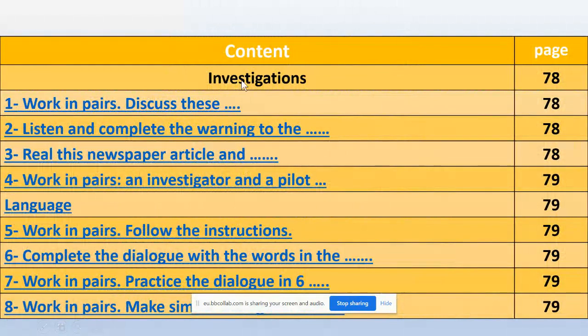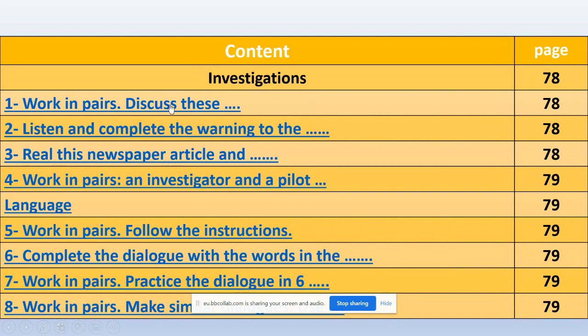What do we mean by investigations? For example, if you entered your home and found out that your laptop is missing, you need to investigate to look for who took your laptop. You start asking questions and try to find evidence about what happened and who is responsible for this action. This is the meaning of investigate. Investigations in Arabic means tahqiqat.